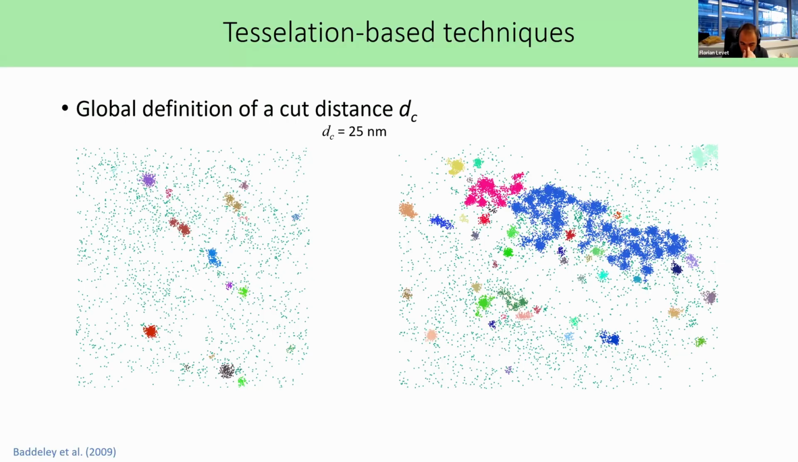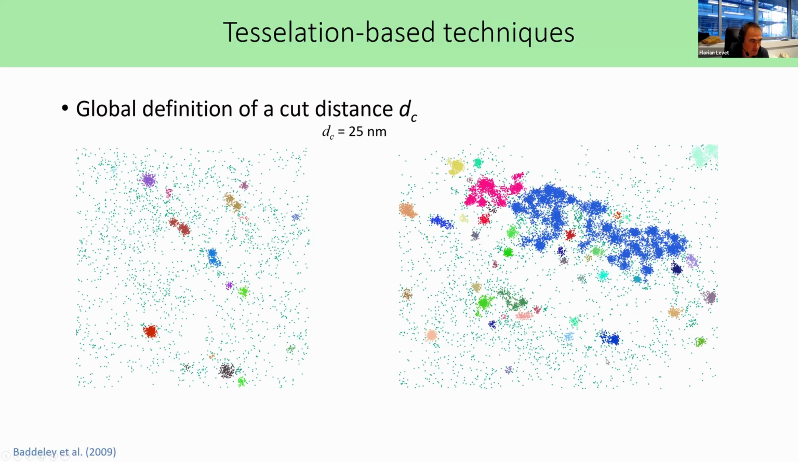So now it was used in 2009 by Baddeley et al. And in this case, they are defining a global cutting distance. So for instance, in this case, the cutting distance will be 25 nanometer. So it's working very well with the cluster in the background, but again, we'll really segment the adhesion site. And as for DB-scan, you can change this cutting distance in order to manage to segment the cluster in the adhesion site, but you will lose some of the cluster in the background.